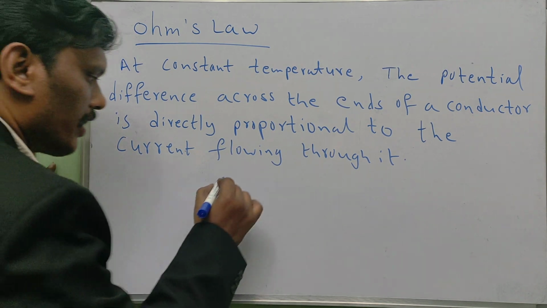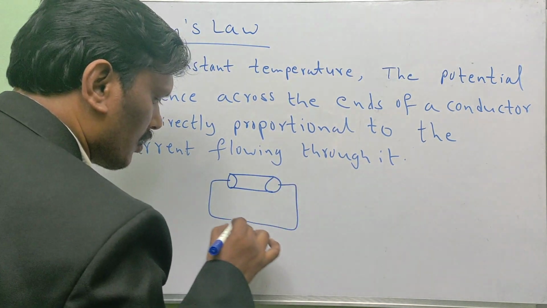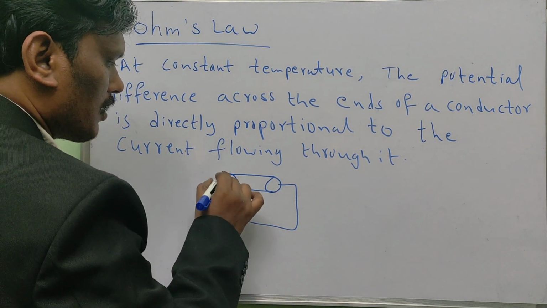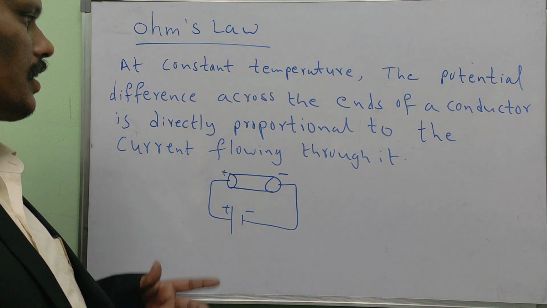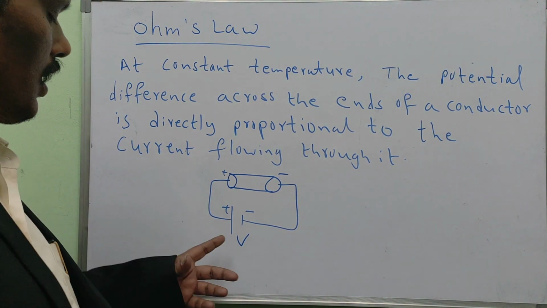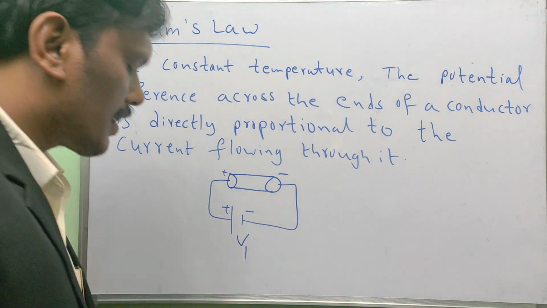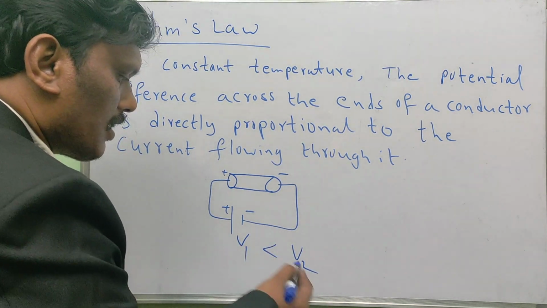Here I am going to consider a conductor, and I am going to consider a cell connected to the conductor. So this is the positive terminal and this is the negative terminal. Here, if I increase the potential difference across the conductor, first of all V1, in the next case V2. So V1 is less and V2 is greater.